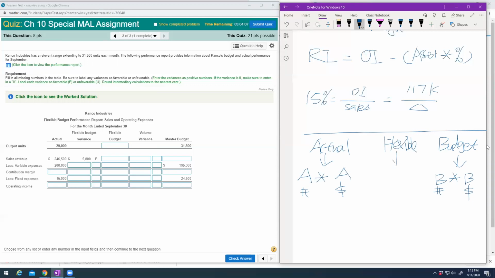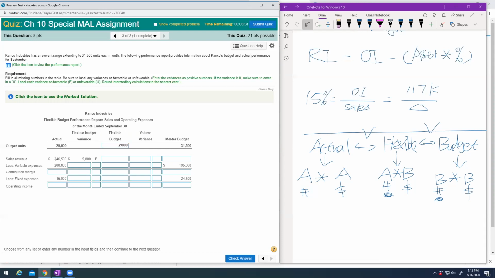So we said the flexible is part actual, part budget. So A, B, B, B. It's actual units times your budgeted dollar amount. This difference is called the flexible budget variance. This is called the volume variance, because the only difference is the volume, your actual volume or budgeted volume. So now you can put, actual is 29,000, your flexible budget is also 29,000. And then your master budget is this much.